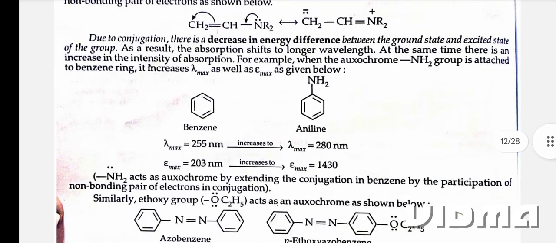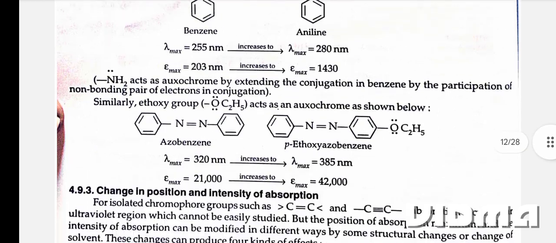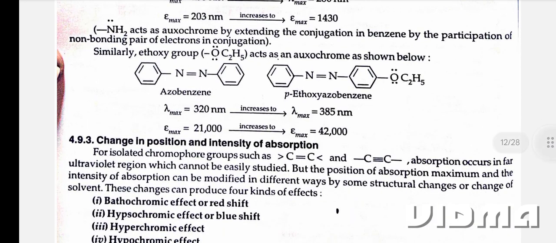electrons as shown below. Due to conjugation, there is a decrease in the energy difference between the ground state and excited state of the group. As a result, the absorption shifts to longer wavelength. At the same time, there is an increase in the intensity of absorption. For example, when the auxochrome NH2 group is attached to benzene ring, it increases lambda maximum as well as epsilon maximum as given below. NH2 acts as an auxochrome by extending the conjugation in benzene by the participation of a non-bonding pair of electrons in conjugation. Similarly, ethoxy group acts as an auxochrome as shown below.